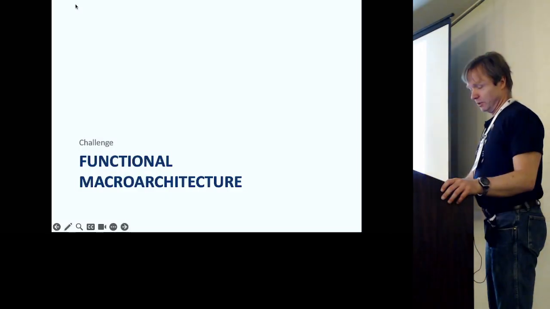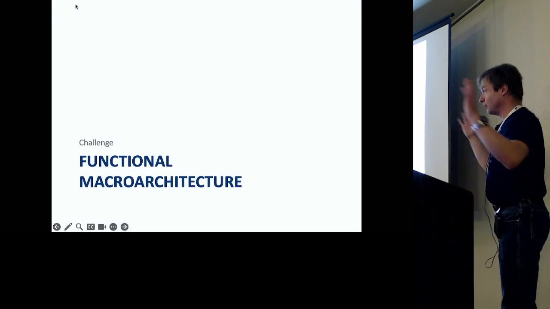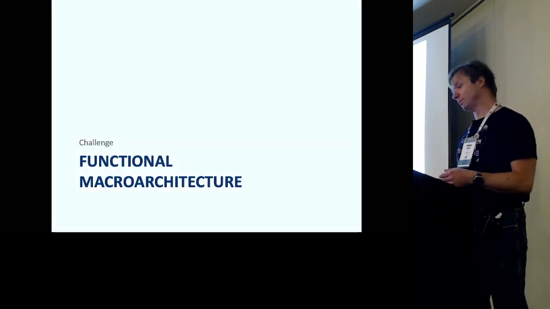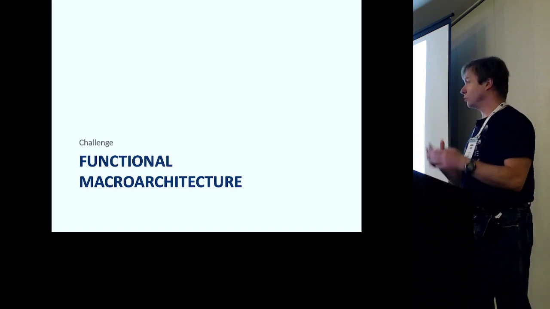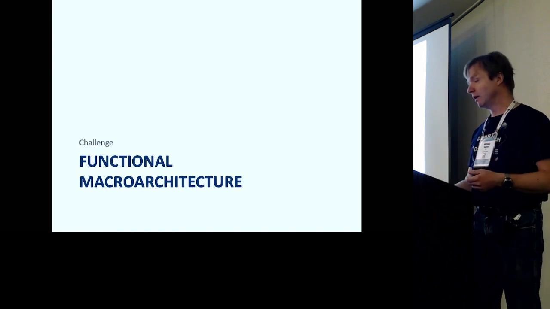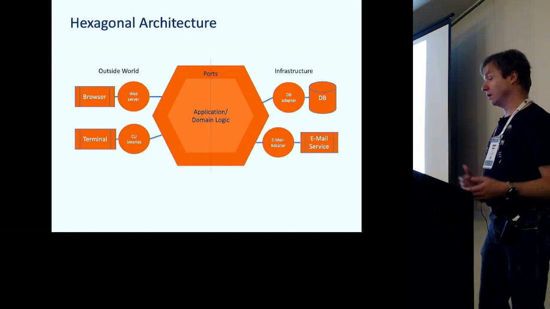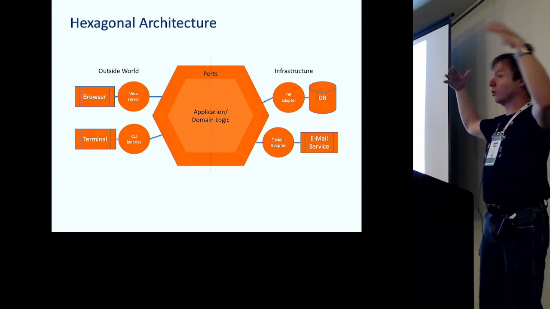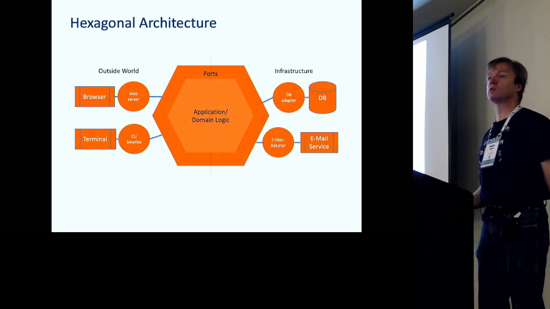Anyway, making sure that we're finishing on time. So I think there's a couple of challenges, and I'm just going to give you about two challenges. One of them might be to think more about functional macroarchitecture. What does that mean? Well, for example, the architecture community has come up with macroarchitectural patterns, organizational patterns for a software system as a whole.